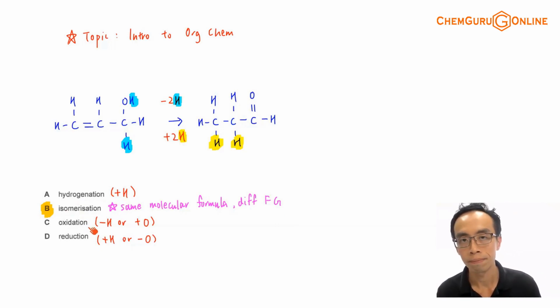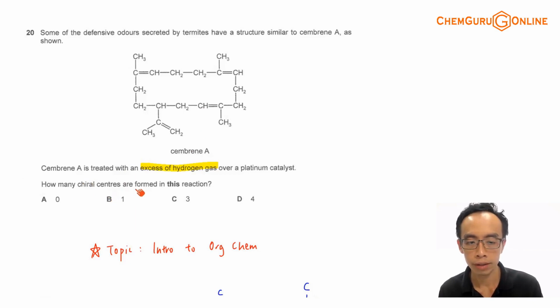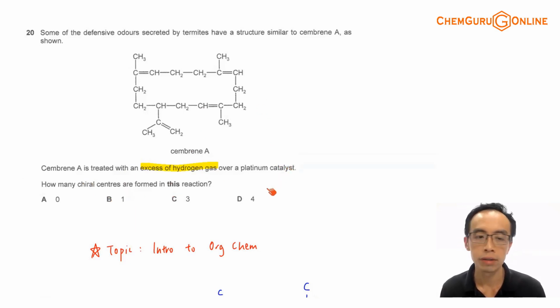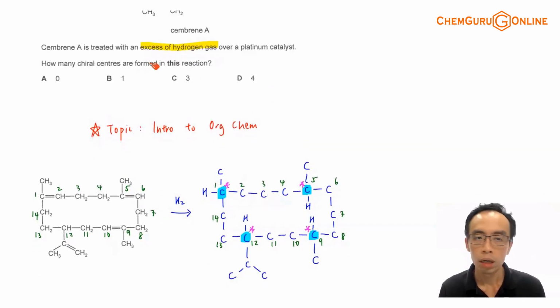Now question 20, some of the defensive odors secreted by termites have a structure similar to sembrene A as shown. So this compound here, there's a lot of double bond present. This guy is treated with an excess of hydrogen gas over a platinum catalyst. Basically, it's just reduction. And involving the product, we want to determine how many chiral centers are formed inside this reaction. This is fairly simple. The topic tested is under Intro to Organic Chem, trying to find the number of chiral carbons in the product.